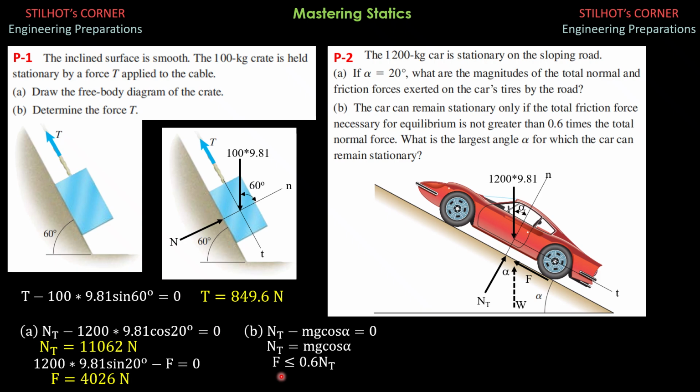So F, from part A, is in general mg sine alpha, and NT is mg cosine alpha. So mg sine alpha should be less than or equal to 0.6 times mg cosine alpha. Cancel out mg, so tangent alpha should be less than or equal to 0.6. So alpha is inverse tangent of 0.6, and that is 30.96 degrees.